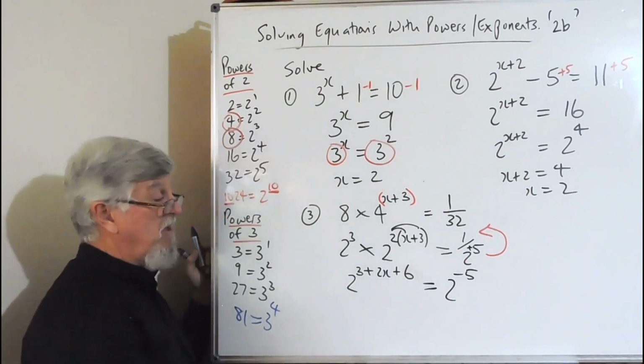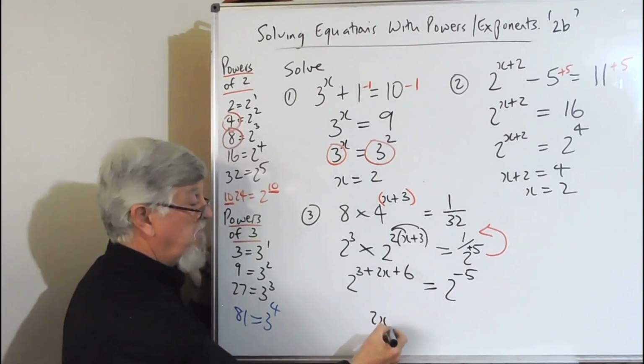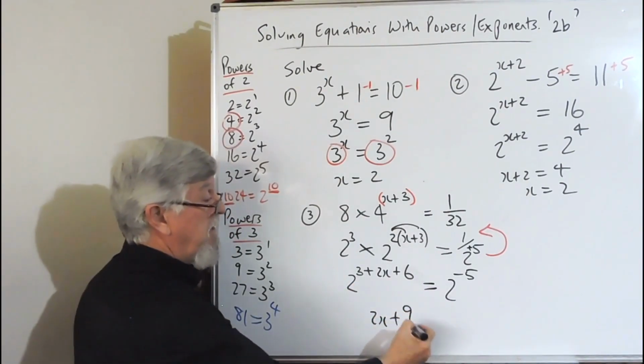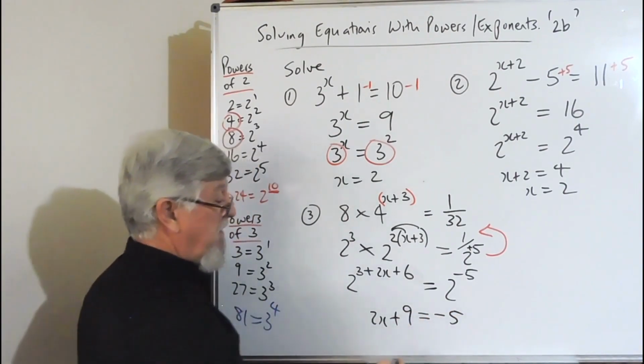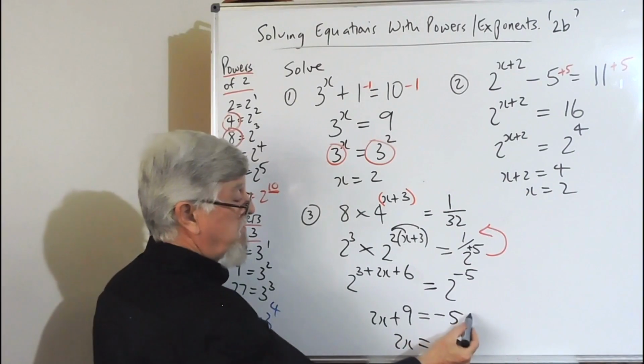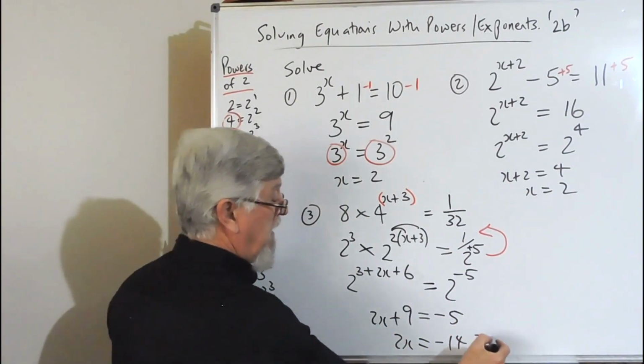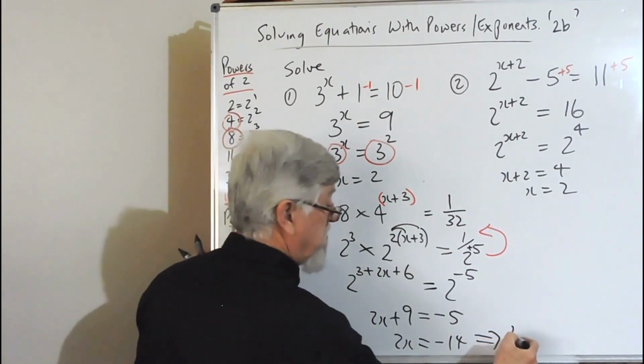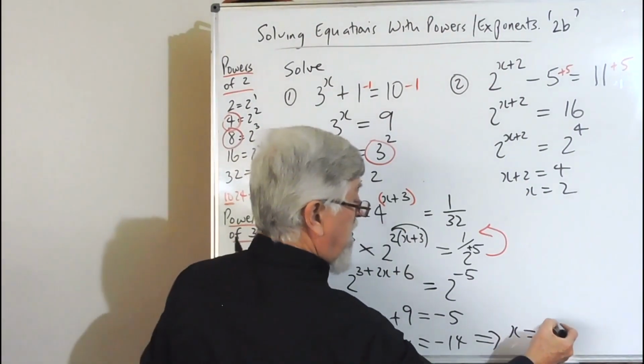So here's my equation. I'm going to simplify it. There's a 2x, 3 plus 6 is 9, and I got minus 5. So now I've got 2x equals, if I subtract 9 from both sides, this will be minus 14, and pretty obviously then, the answer is x equals minus 7.